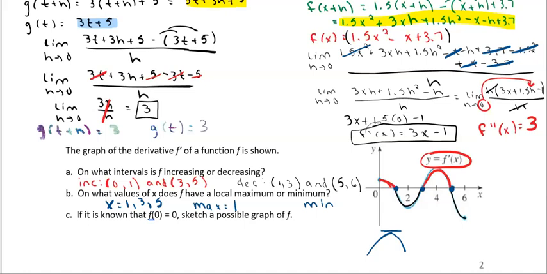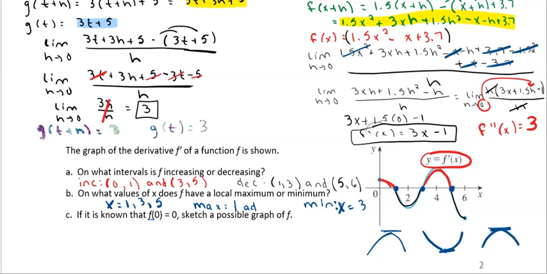Let's check the next one at 3. At 3, we were decreasing, so we were going down, and then changed to increasing. So that's going to give us a min. So at x equals 3, we would have a min. Let's try the last one, x equals 5. It was increasing, it was above the x-axis, it changed to decreasing. That's going to give us another max.